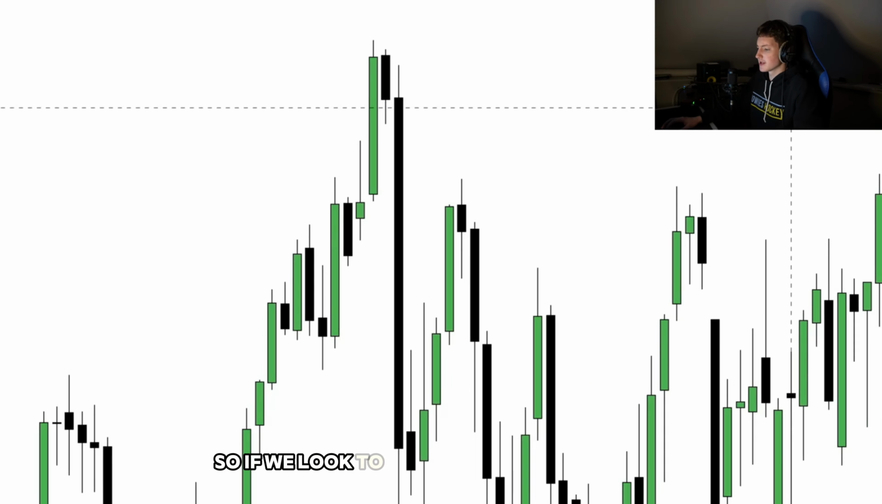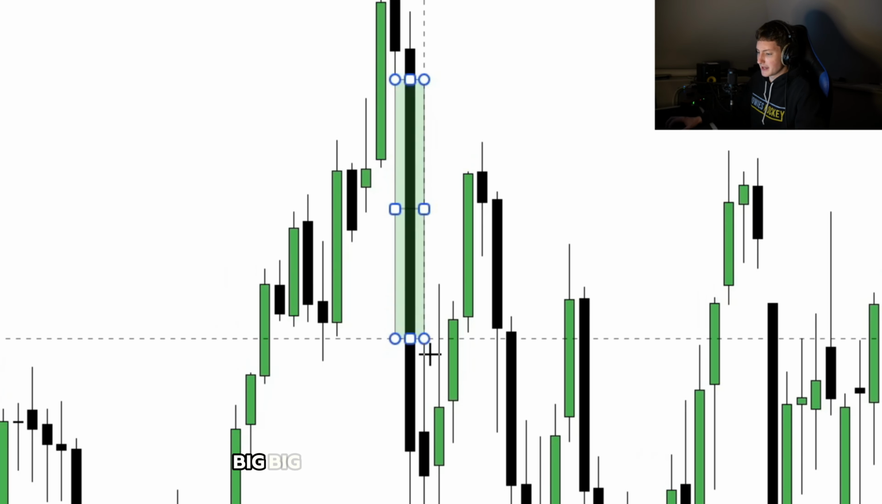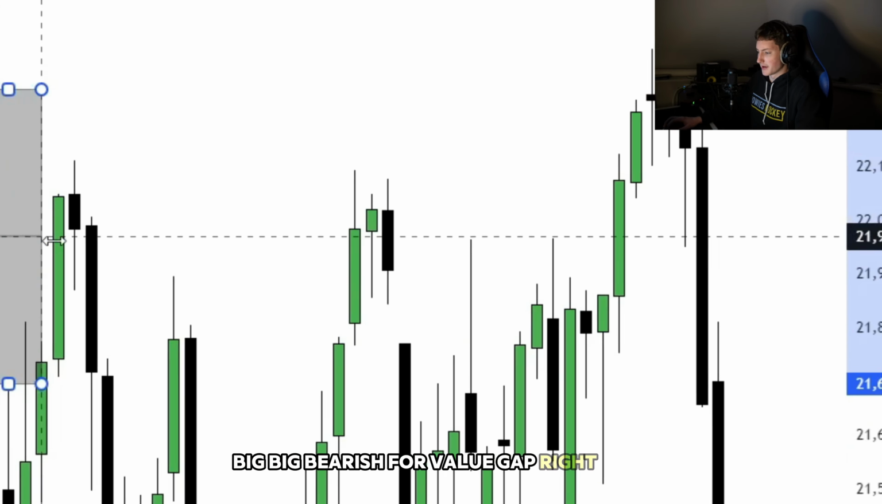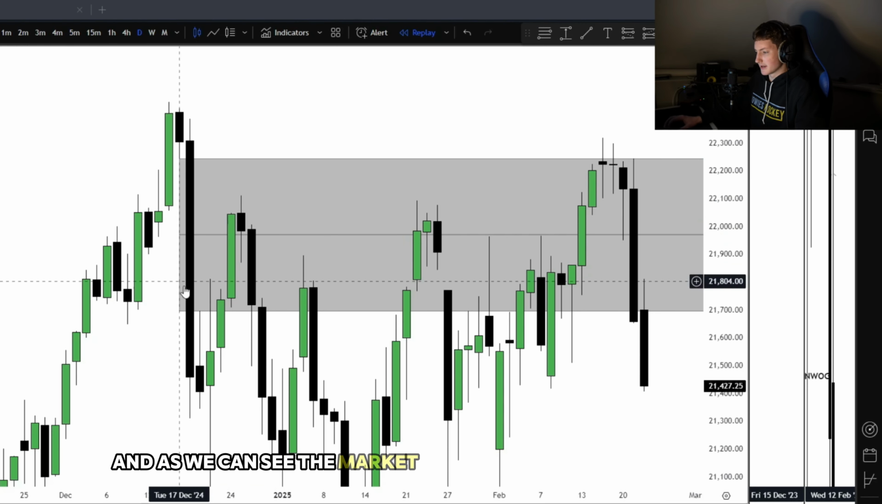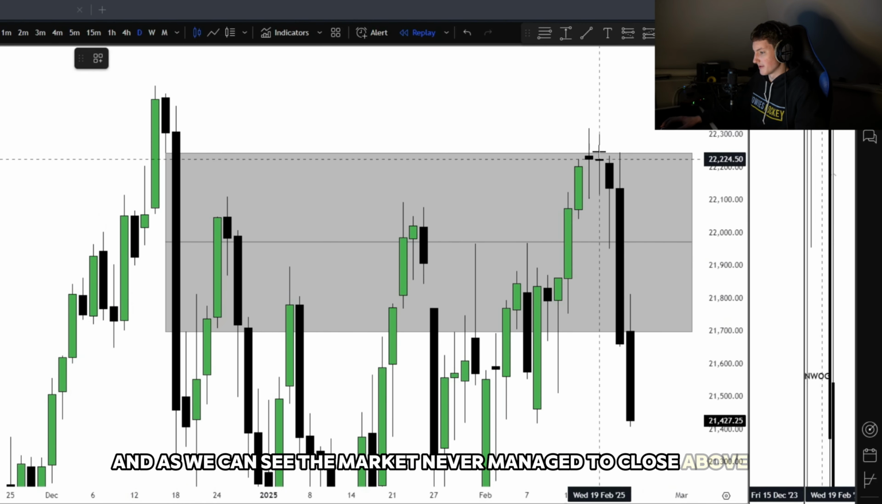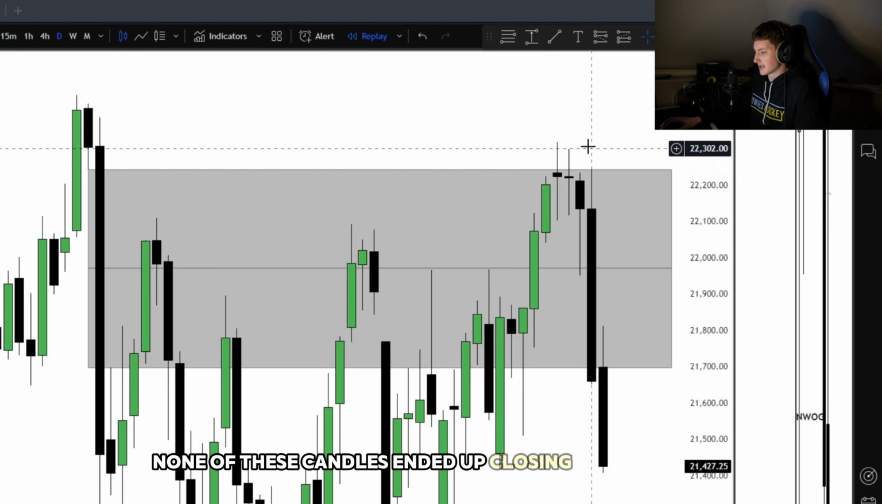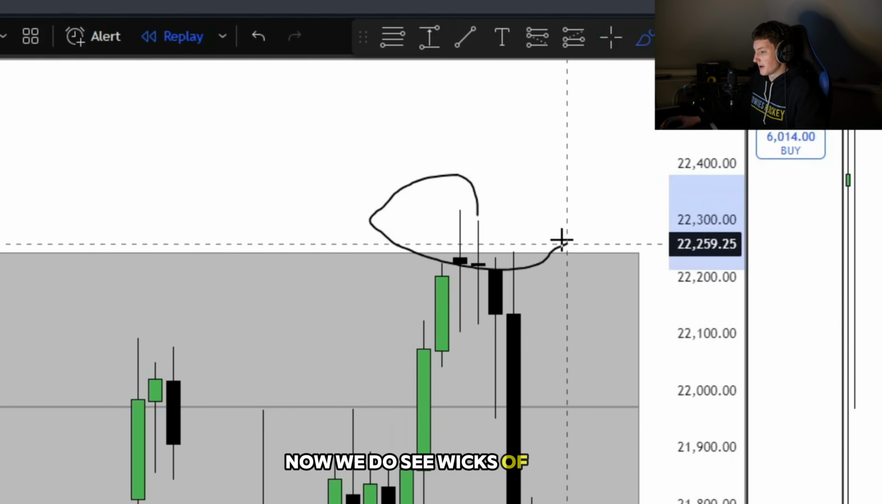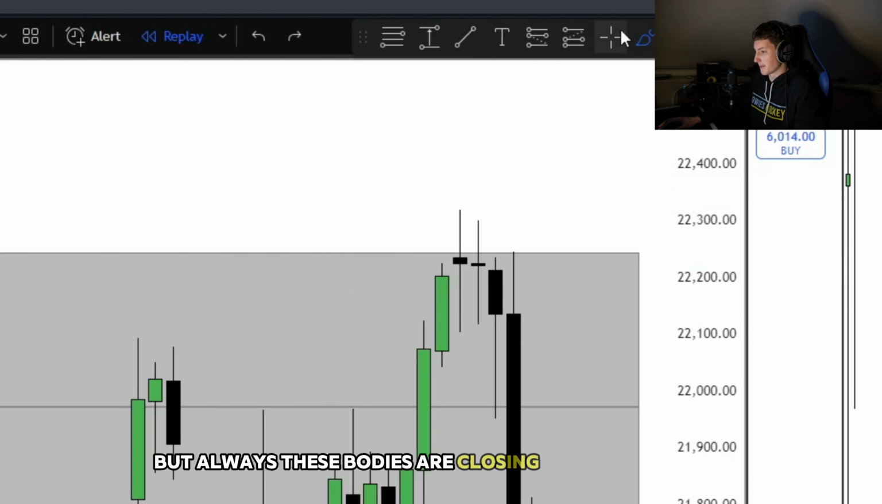The step 1 really is to look for fair value gaps and look for reactions. So what are we reacting from? So if we look to the left here, we have a big bearish fair value gap right here. And as we can see, the market never managed to close above it. None of these candles ended up closing above this gap, meaning that the market's respecting it. Now we do see wicks above, but always these bodies are closing back underneath.